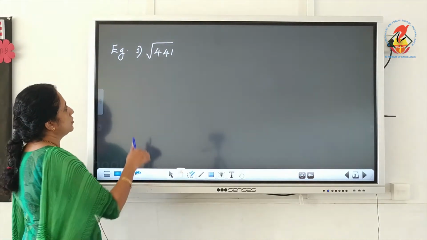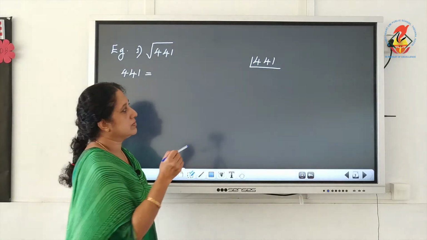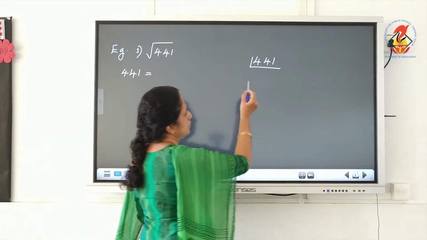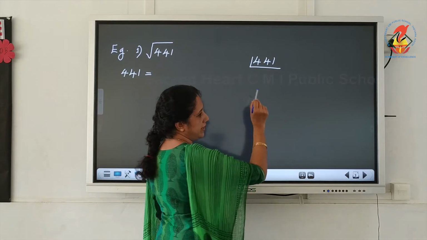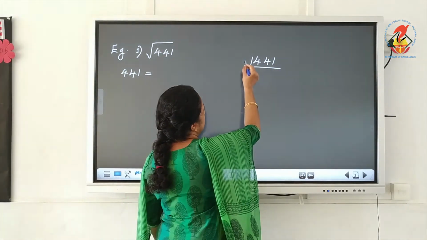Now first we want to find the factors of 441. We have to find the prime factors of 441. So we have to do prime factorization of 441. Now can we start with the 2? No. So we will look into whether we can start with the 3. 4 plus 4 is 8, plus 1 is 9. So 9 is a multiple of 3. Therefore we can start with the 3.